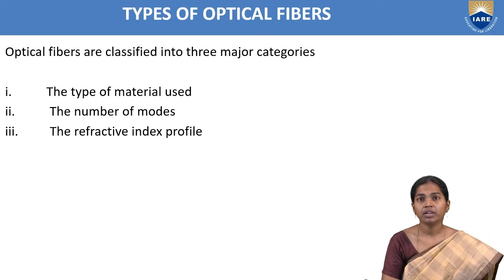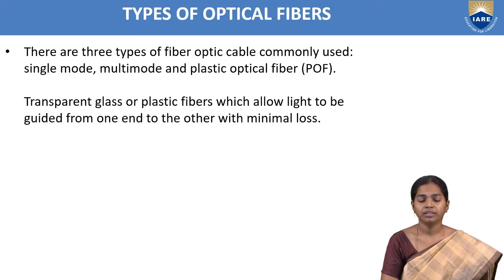Depending on refractive index profile, we can divide into two: step index and graded index. Here, the core has a higher refractive index than the cladding, and depending on the refractive index values, we divide into two types: step index and graded index. There are three types of optical fiber cable commonly used: single mode, multi-mode, and plastic optical fiber.